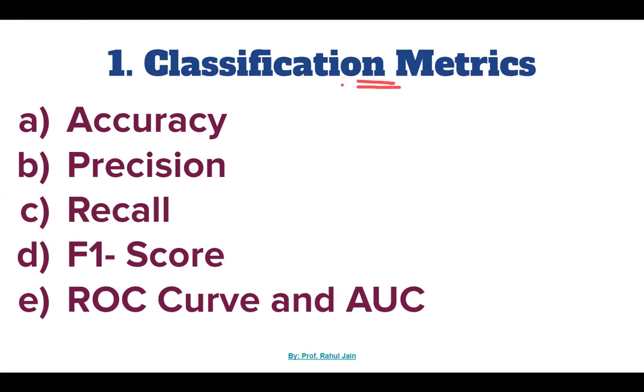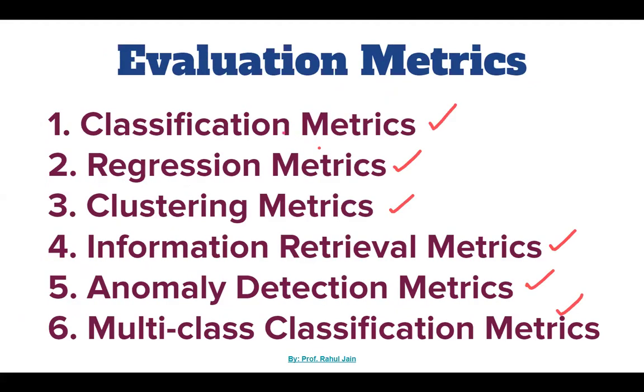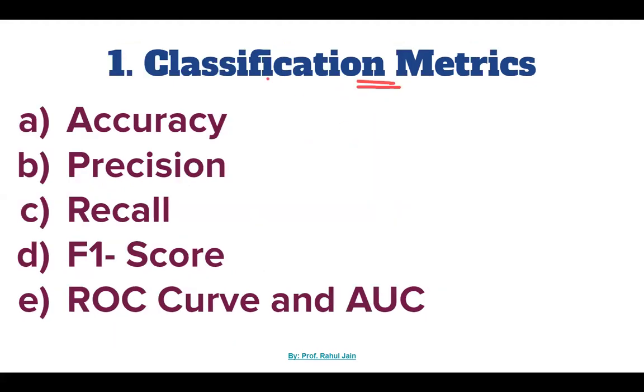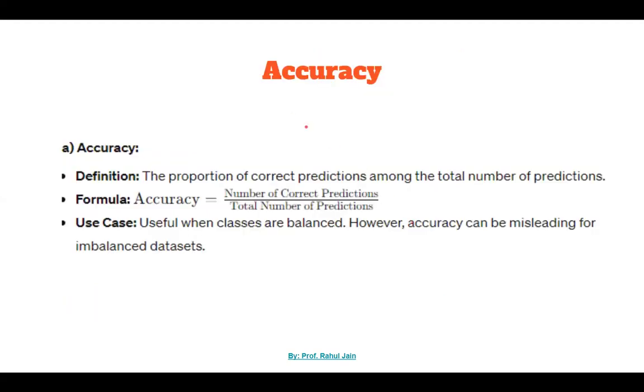In the previous lecture, I gave the overview of what evaluation metrics are, out of which there are various metrics like classification metrics, regression metrics, clustering metrics, information retrieval metrics, anomaly detection metrics, and multi-class classification metrics. So in this lecture, we are going to discuss classification metrics. The first one is accuracy, thereafter precision, recall, F1 score, ROC curve, and AUC. Right. So let's begin. The first term that you are going to hear here is accuracy.